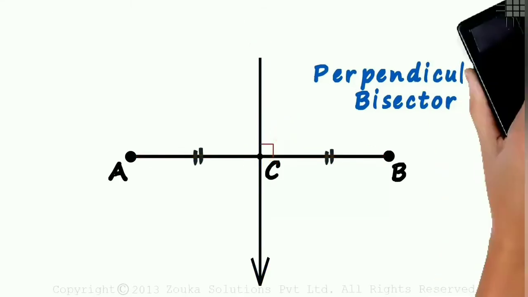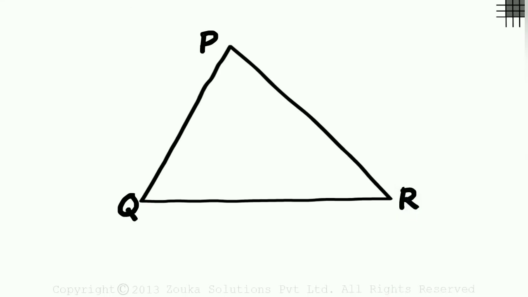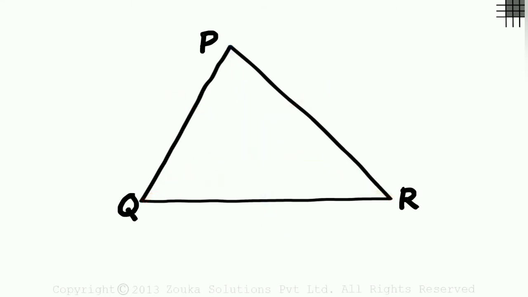Let's erase this and look at perpendicular bisectors in a triangle. Consider triangle PQR. If we draw a perpendicular bisector of each side of a triangle, in all, we will have 3 of them. The angle bisectors of all the angles of a triangle always meet at a point. But do the perpendicular bisectors of the sides of a triangle also meet at a single point?